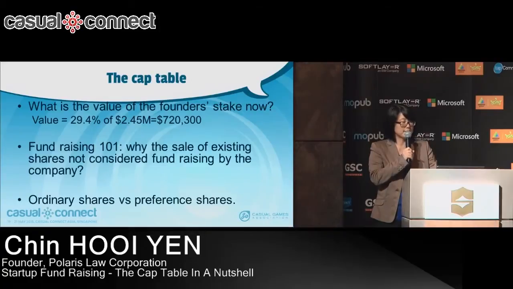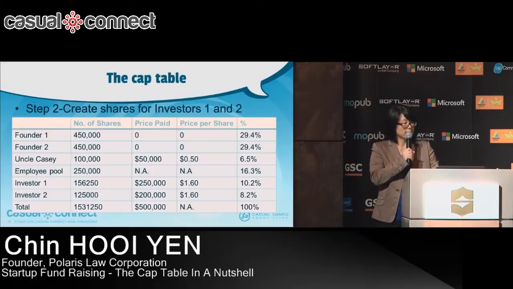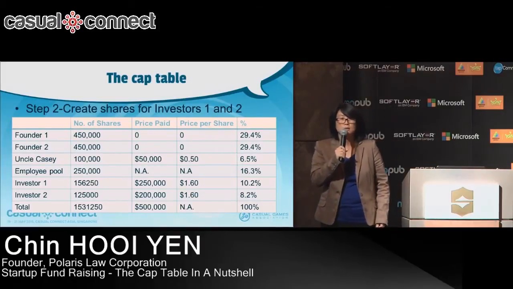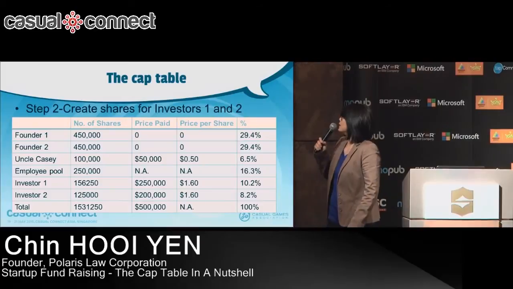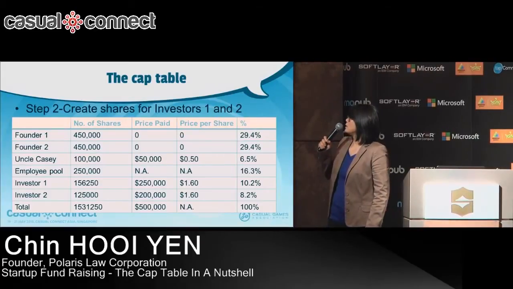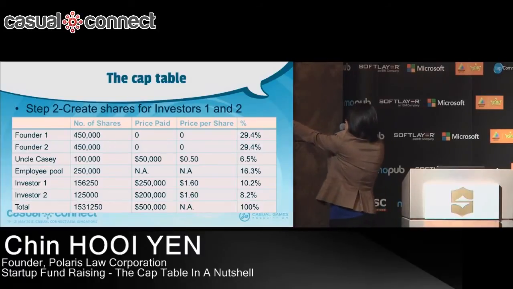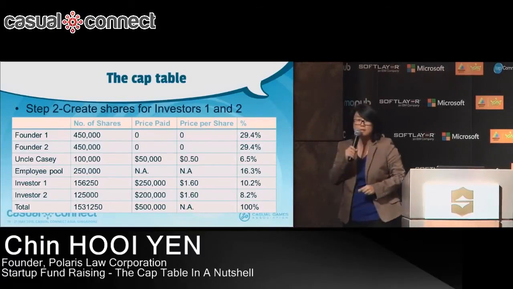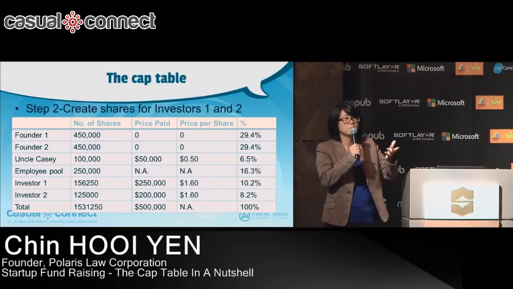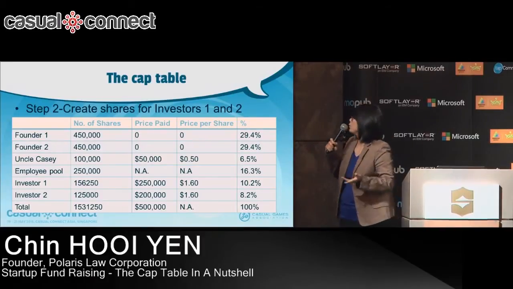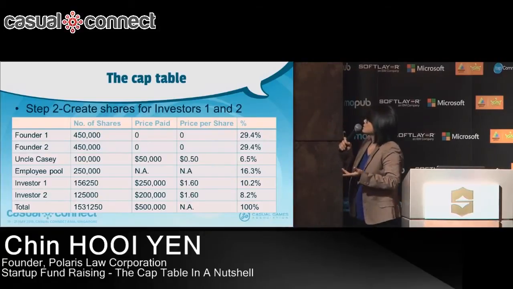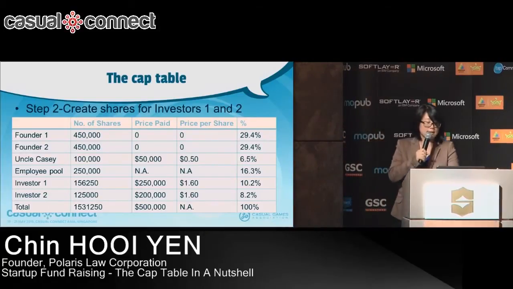We saw from the table, let's go back to the table, right? So when the shares are issued to investors, you will notice again that all the pre-existing pools, the founders, Uncle Casey, the employee pool, fall by the same proportion, right? Because you're now going to issue 18.4% to the two investors. Everyone else's shares will fall by 18.4%.